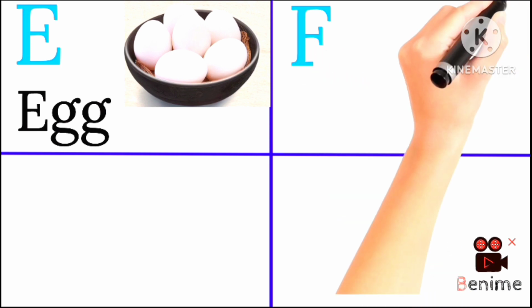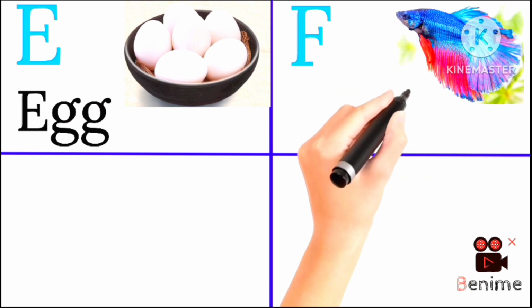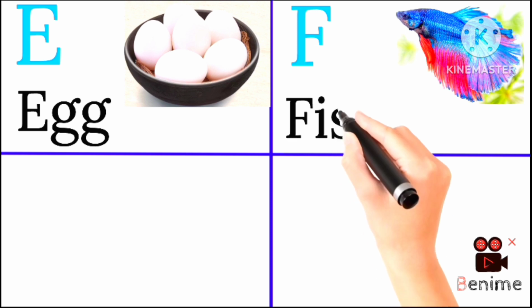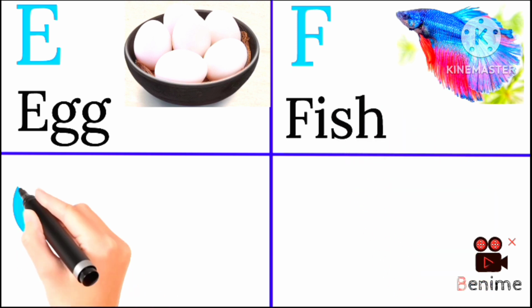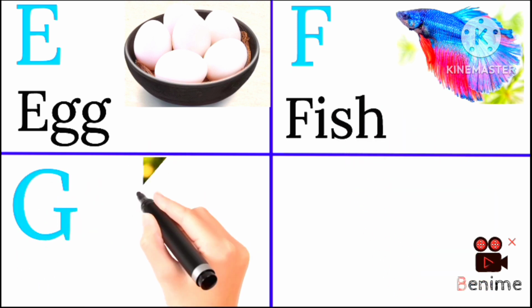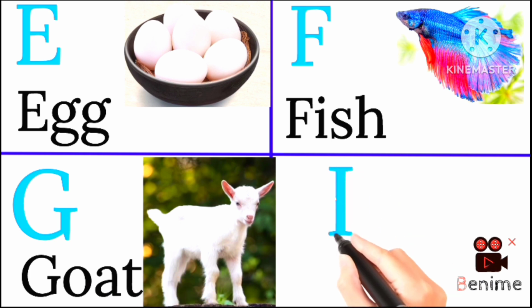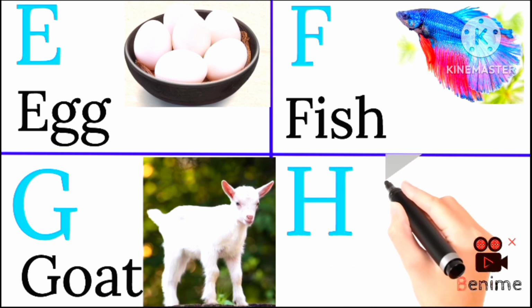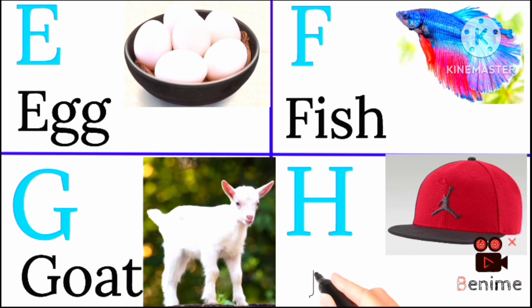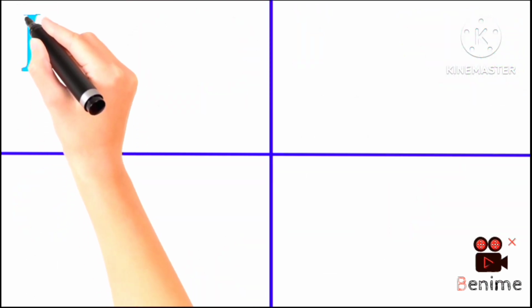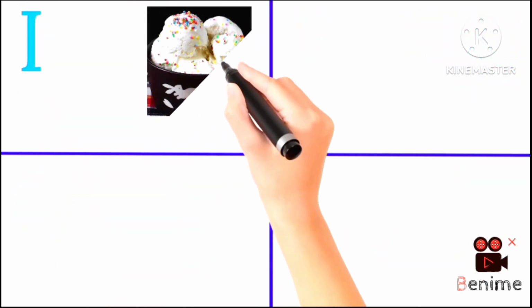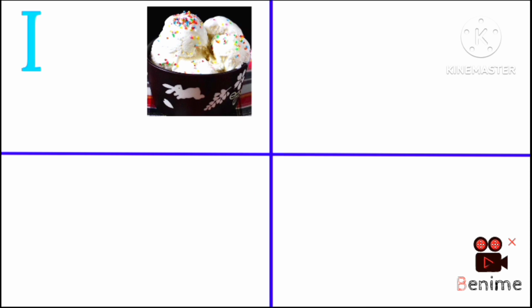F. F for fish. Fish means machli. G. G for goat. Goat means bakri. H. H for hat. Hat means topi. I. I for ice cream. Ice cream means ice cream.